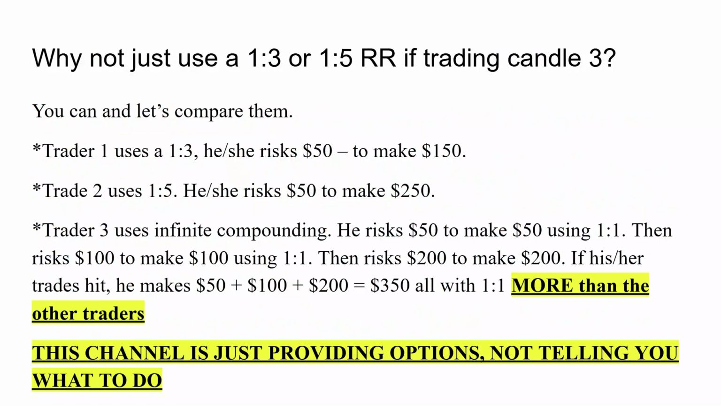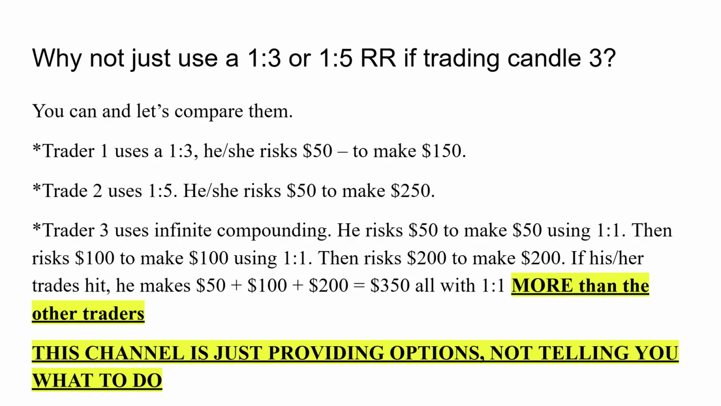Now, next question. Why not just use a 1-to-3 or 1-to-5 risk to reward if I'm trading candle 3? You can. There's nothing wrong with that. Let's just compare all of those models. So let's say trader 1 uses a 1-to-3. He or she risks 50 to make 150, and they're successful. Fine. Trader 2 uses 1-to-5. They risk $50 to make $250. So they can do that. That's more than fine.